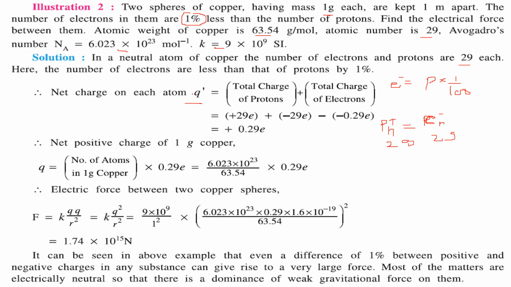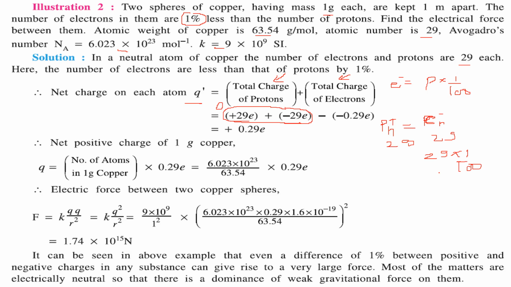So the net charge on each atom is what? First we'll find the net charge. That is the total charge on protons and the total charge on electrons. So the total charge on protons is 29 E. The total charge on electrons is minus 29 E. We are just trying to exemplify and say here that it is zero. Why? Because the number of protons and electrons is equal.